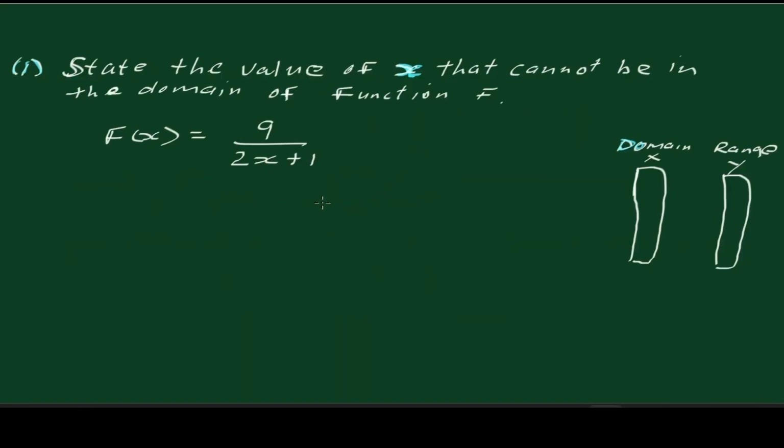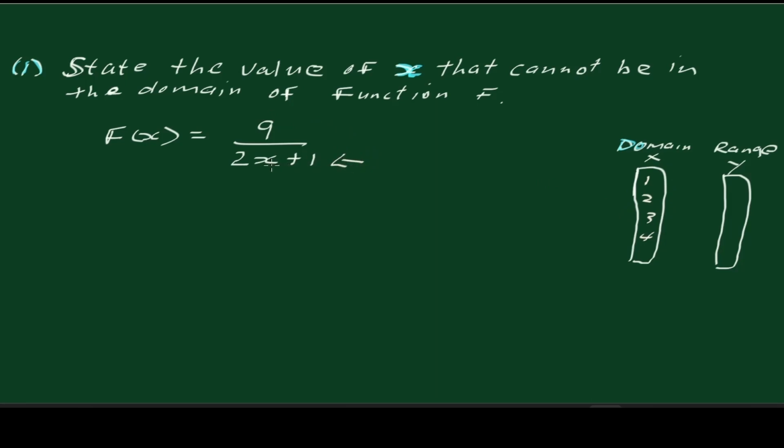Well, looking at this part of the question here, state the value of x that cannot be in the domain of the function f. Now the domain is your x value. So again, in this case here, the domain will be your x value, for instance, 1, 2, 3, 4. This is your domain. So your x value is the domain.